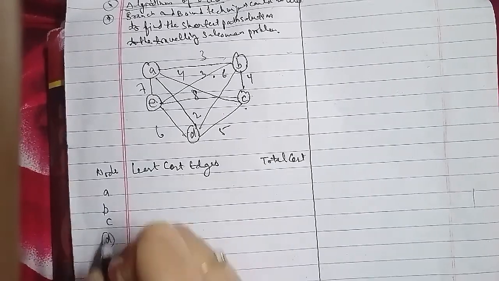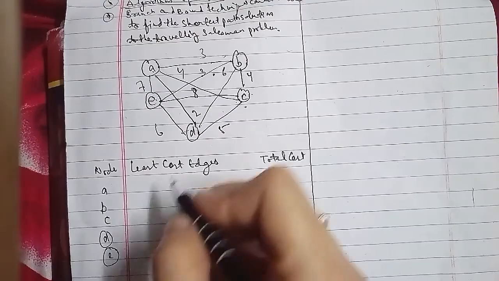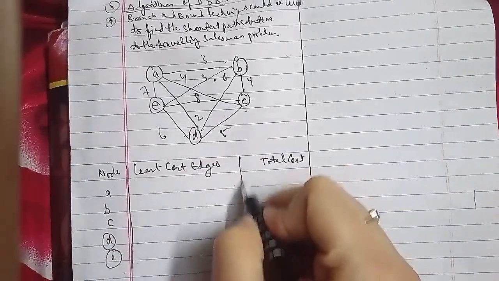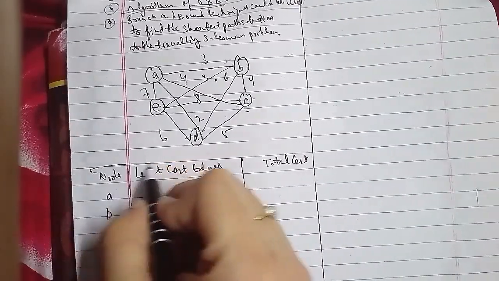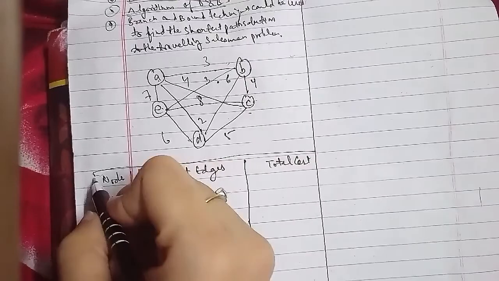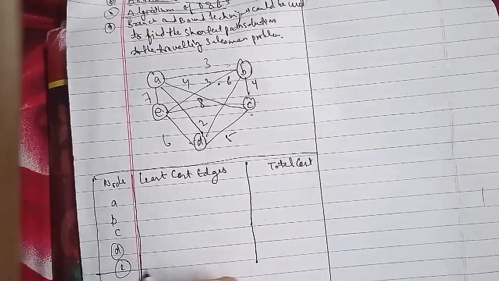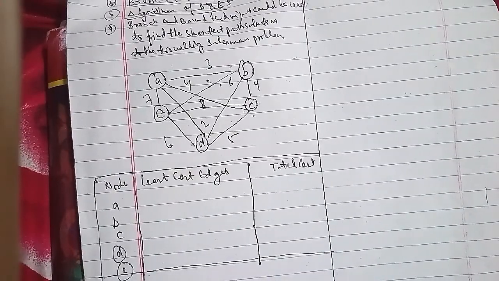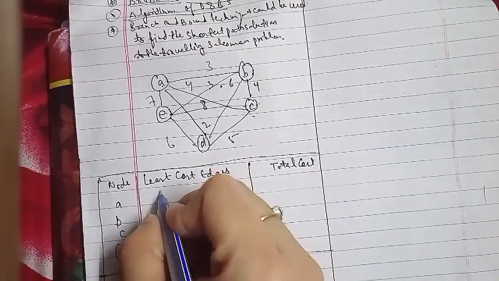So for node A, the least cost edges: A to D is 2, and A to B is 3. Then A to C is 4 and A to E is 7, which is more, so the least are 2 and 3. So A comma D and A comma B, 2 plus 3 is 5, so the total cost is 5. Now let's check for node B.